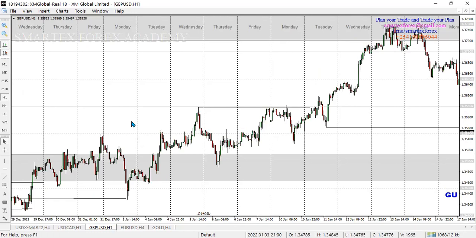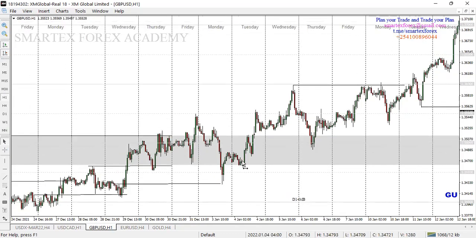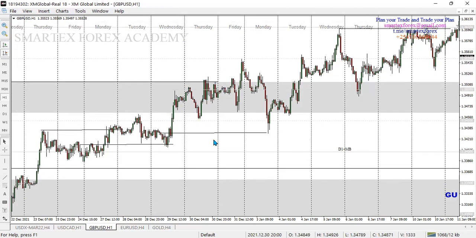We were here, and then the up move. This is the up move that broke the structure. So we expected a return. First of all, this is the return. We are here. This was mitigated, and then later, after the break of structure, these lows were cleared and the price came back to this discount array.